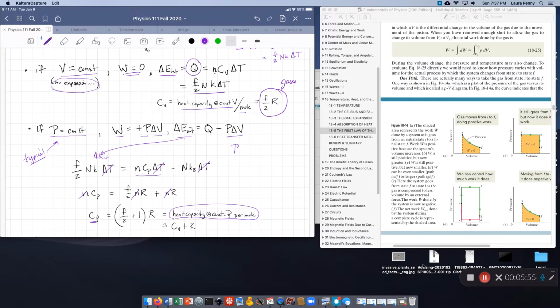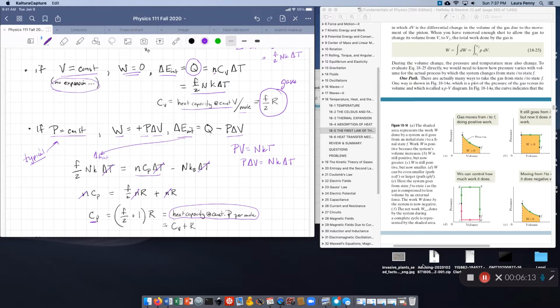Well, P delta V, if this is an ideal gas, this is NkT. So if I have some change in volume, that's being caused by some change in temperature.